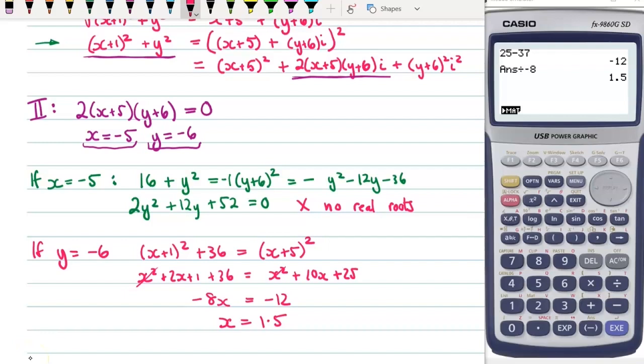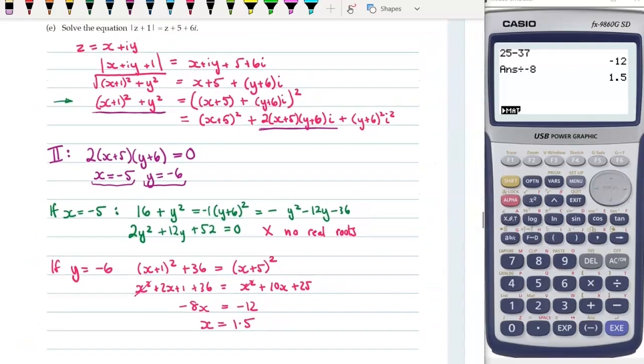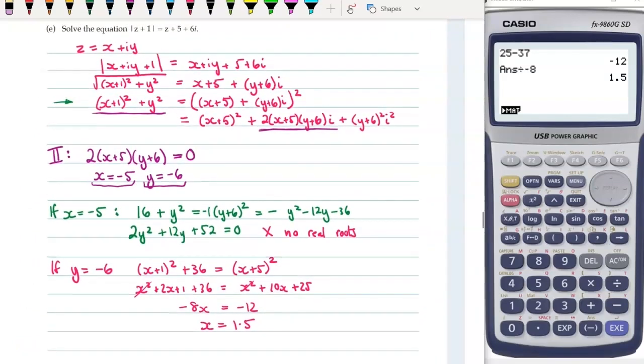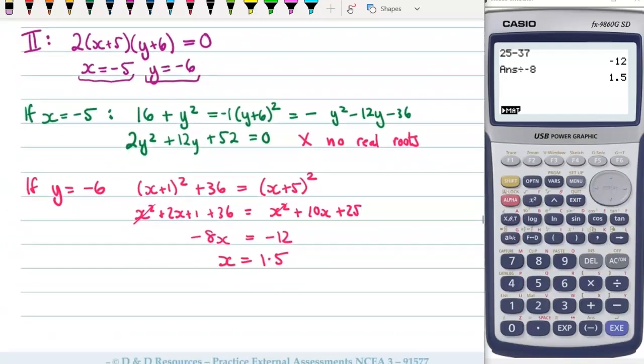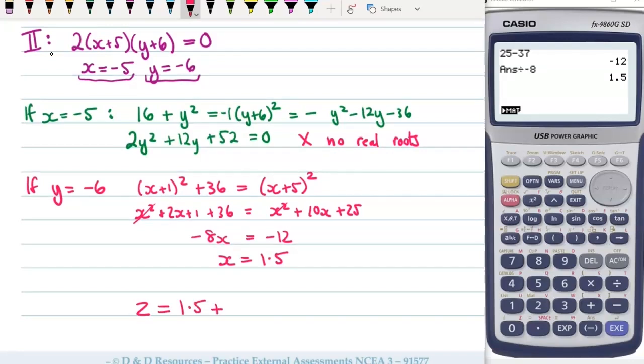So we have got a solution there. Now just don't lose track of what we're doing for this question. We're trying to solve for z up at the top just here. So our final stage is to write what our answer for z is. So z equals x plus iy, so that's 1.5 plus the y is minus 6, so that'll be minus 6i.